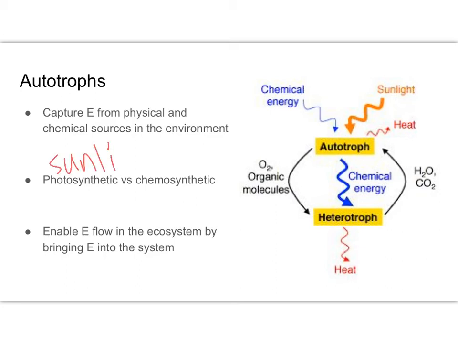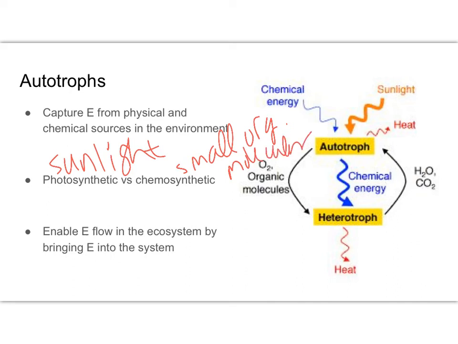Remember, photo is light. And we have chemosynthetic organisms, chemosynthetic autotrophs, which are going to capture energy from small organic molecules. So basically from chemicals, hence the chemosynthetic. So they'll break down these organic molecules and release the energy. This does not require any oxygen, so chemosynthetic organisms can work in those anaerobic types of environments, like, for example, anaerobic bacteria down at the hydrothermal vent.